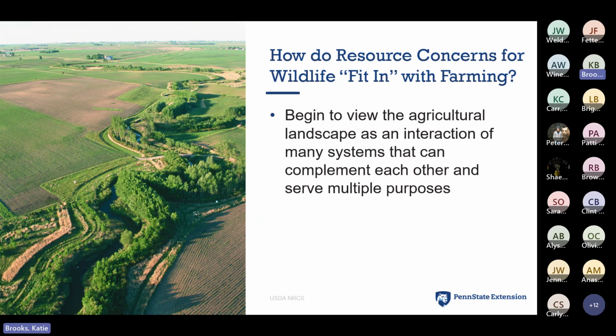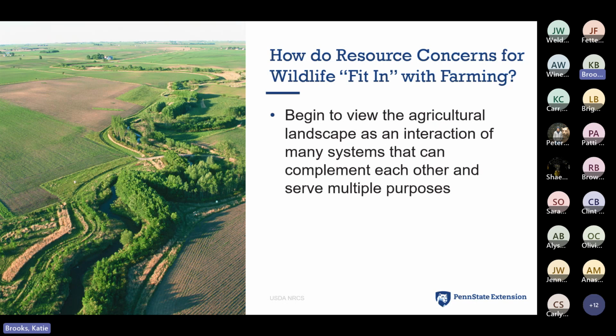Sometimes we see NRCS programs used to establish wildlife habitat in something like a buffer situation, but they can be used in different situations as well, like an upland grass situation, or areas that don't even have any water. A lot of these practices can be incorporated right into an existing crop system.